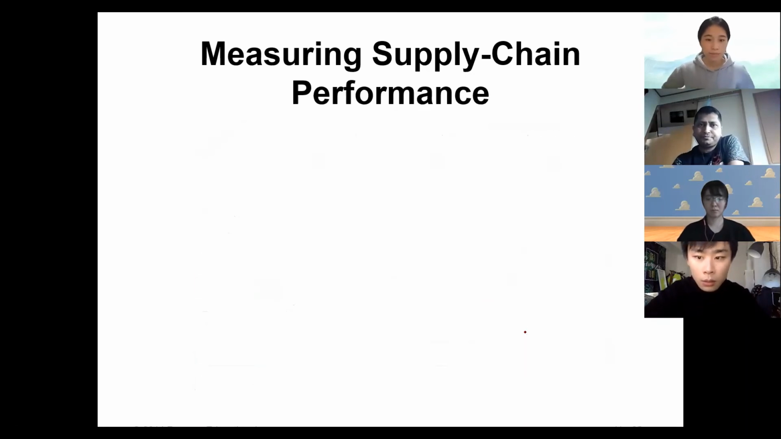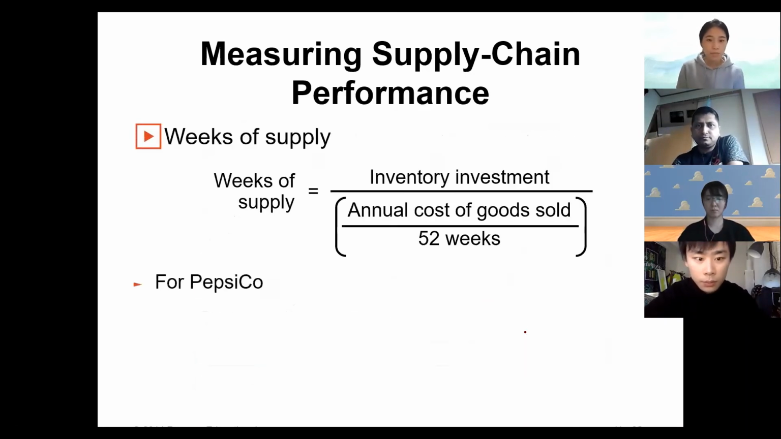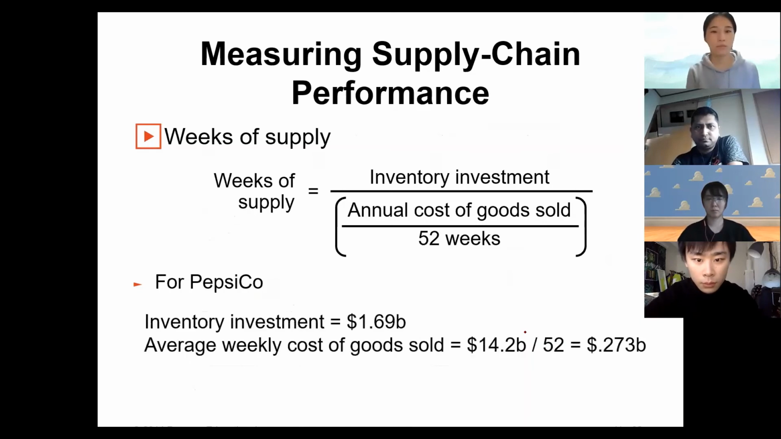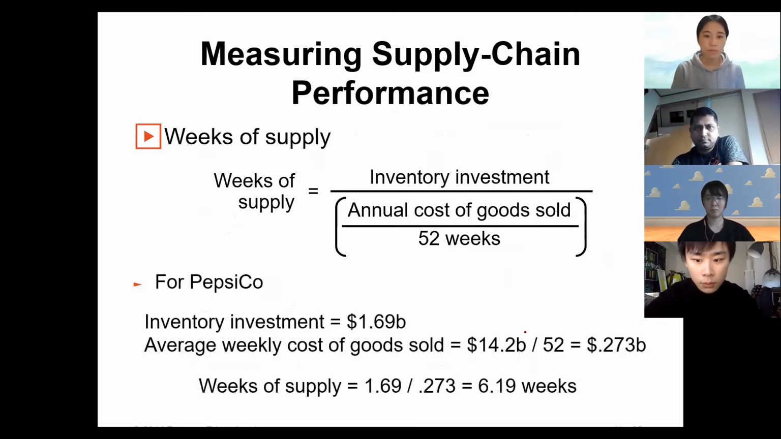Another measure is weeks of supply. Weeks of supply is inventory investment divided by the annual cost of goods sold divided by the weekly cost of goods sold. Okay, weekly cost of goods sold.